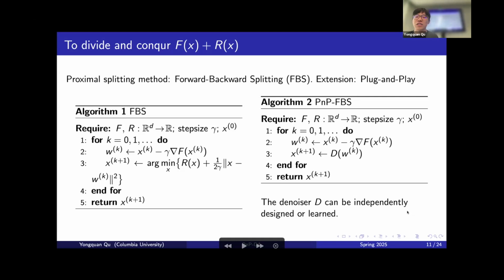Yeah, this is not a harsh projection. This R(X), you can have some design there to make it less harsh. If it's a projection, this is the indicator function. But this is not a projection here. You can have some relaxation in this design of the prior. Okay, thanks.